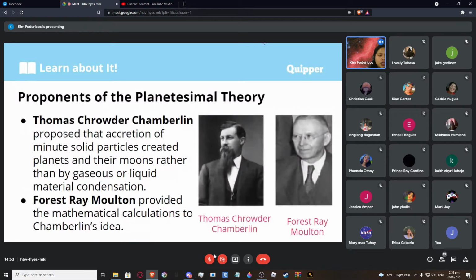Now, let's proceed to the proponents of this theory. We have Thomas Crowder Chamberlain and Forrest Ray Moulton. They basically proposed the planetesimal theory, which held that a star once passed near the sun, pulling matter away from it, and that matter later condensed to form planets. So basically, the two of them proposed this theory.